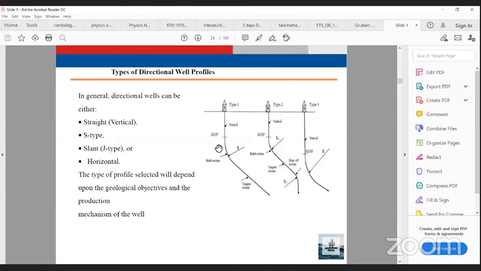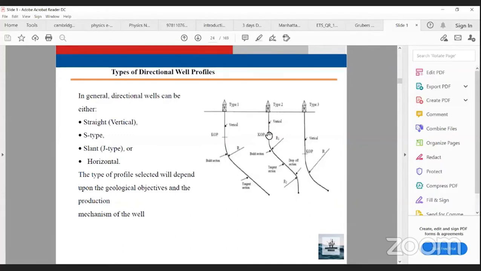The first section is called the building section. The second section is called the tangent section. This is type 1, composed only of two sections, the building section and the tangent section. The building section increases the angle until I reach the target angle, 30 or 40 according to the plan, then keeps the angle constant until I reach the target. The second type is called type 2, or S shape, because it looks like the letter S in English.